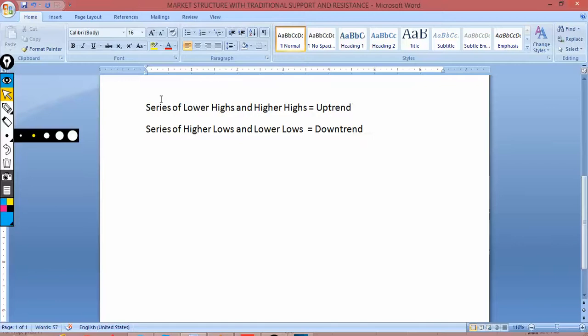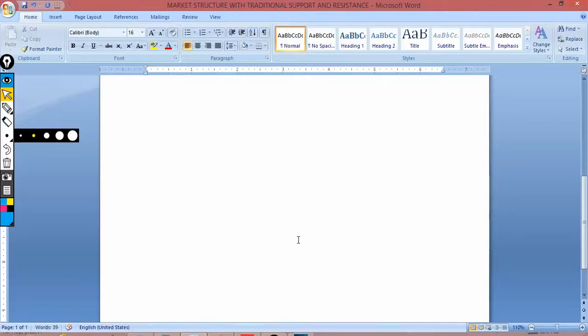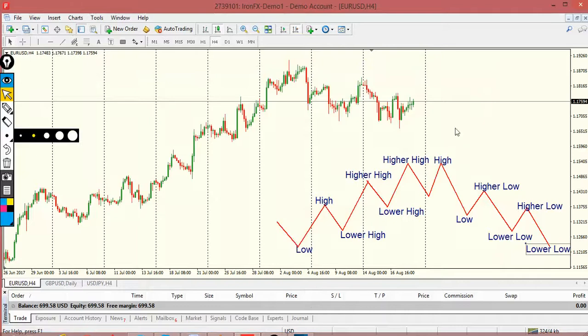Please keep this in mind, it's very important. Series of lower highs and higher highs is an uptrend. Series of higher lows and lower lows is a downtrend. So now we know what an uptrend and downtrend is.